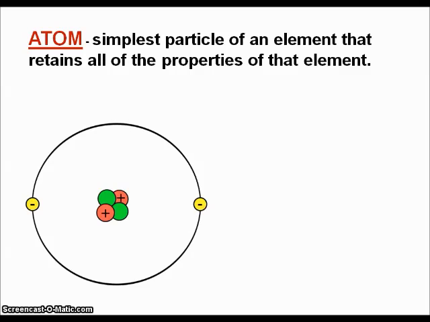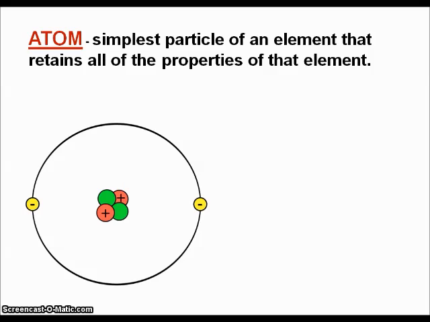All right, so if we were able to take a look at an element and look at what its structure is, this is where the atom comes in. The atom is the structure of an element. It's the simplest particle of an element that retains all of the properties of that element. Now, you don't necessarily need to draw this picture right now because we'll be drawing some other pictures. So for me right now, I would write the definition down.